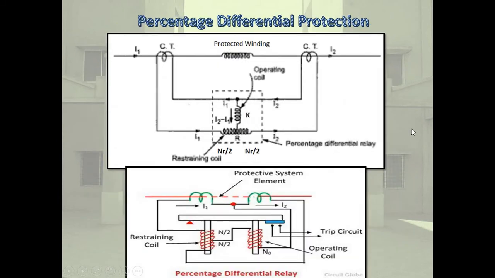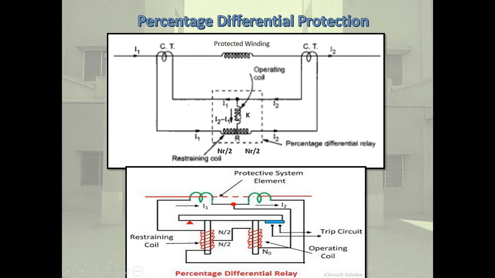Next, percentage differential protection, or we can say percentage differential protection scheme. Okay. This is the basic percentage differential protection scheme for generator winding. It is also called the bias differential protection scheme. This is the protected winding, like a generator, motor, or any other equipment. Here CT1 and CT2. This is a percentage differential relay.